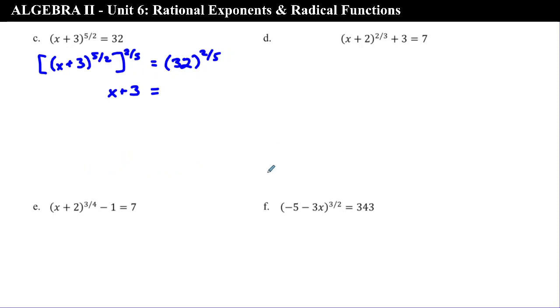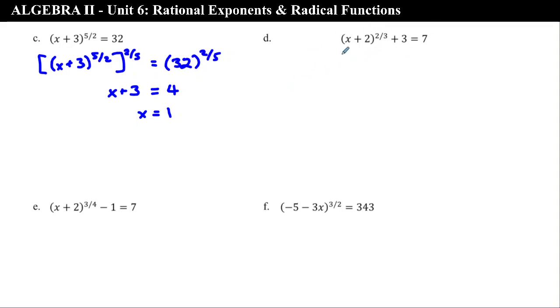So if you put in 32 to the 2/5 in your calculator, you end up with 4. And then subtract 3 from each side, x equals 1. I think using your calculator, because you will be allowed to use that on your tests and on your assignments and whatever else you need to do, is going to be the way to go in doing some of these quickly and easily, okay?